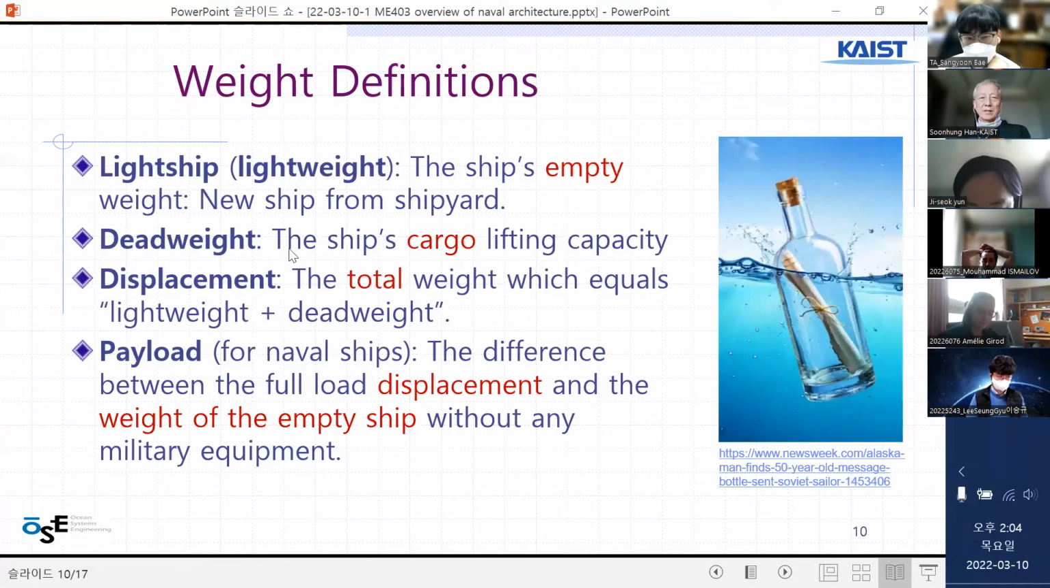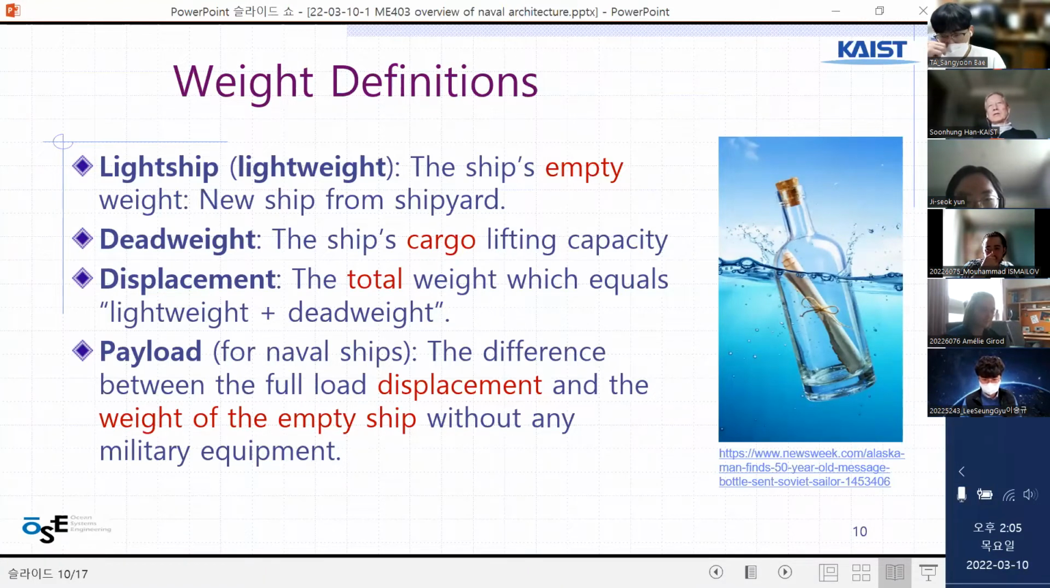All right. And weight. This weight is a very complicated one. Anyway, the whole weight of the ship is the total weight. And the total weight of the ship is made of lightweight and deadweight. Lightweight is the ship's weight when there is no cargo there, so we call this empty weight. Usually when the ship is newly built and finished by the shipyard, it is a very new ship and there is no cargo. So we may say the weight of the ship at that time is the lightweight.